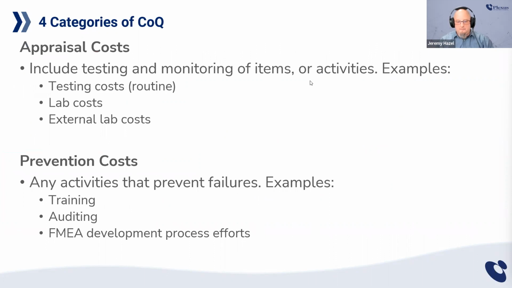When we do this part, you offset these with appraisal costs and prevention. So appraisal cost, generally speaking, is anything you can put the word test behind. From a design perspective, this is your DV testing. From a process perspective, this is your control plan, right? All of the things in the detection column that then move into the control plan.